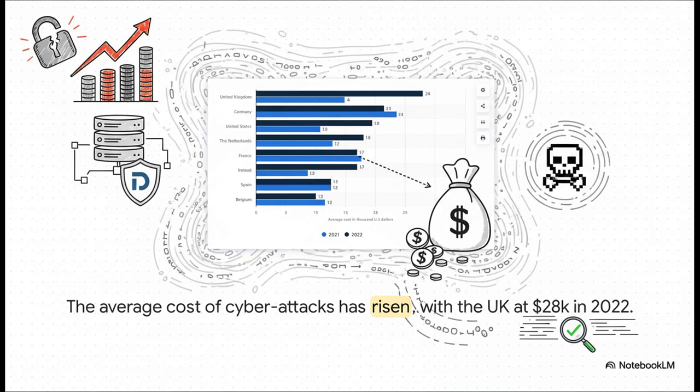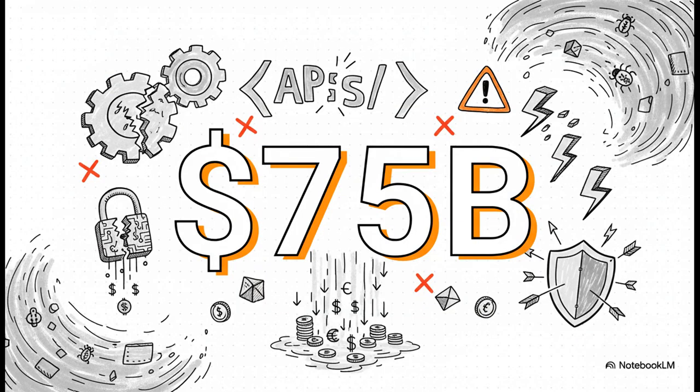Take 2022, for example. The average cyber attack in the UK cost a business $28,000. Just let that sink in, and that's the average. In one extreme case over in Germany, a single attack cost one company over $3 million. And you know what? That's just a tiny fraction of the bigger picture. If we zoom in on just one area, API insecurity, one report estimates that the potential global losses could hit a mind-blowing $75 billion every single year. So yeah, the threat is massive, and it is very, very real.